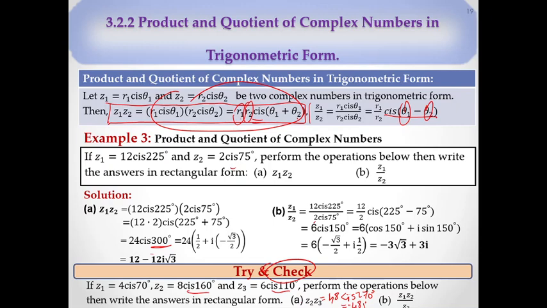And Z1 times Z2 divided by this, it will be 32 CIS 70 plus 160, it will be 230. Divided by Z3, 6 times CIS 110. So it will be 32 over 6 times CIS. This thing will be equal to 120. And you will find the values and you will multiply with this. So you can find the solution by yourself.